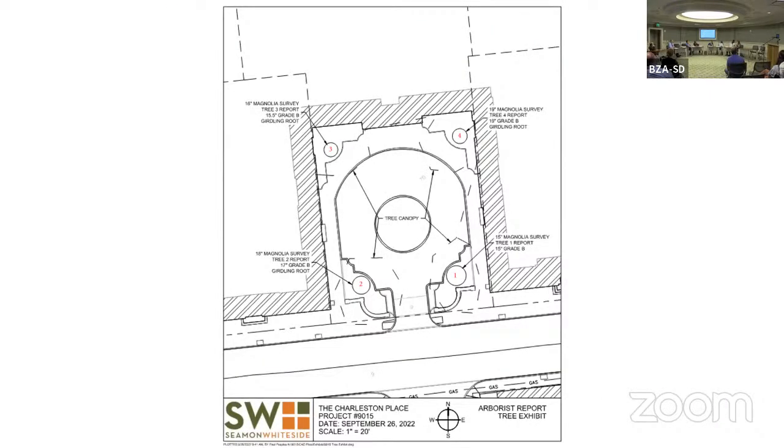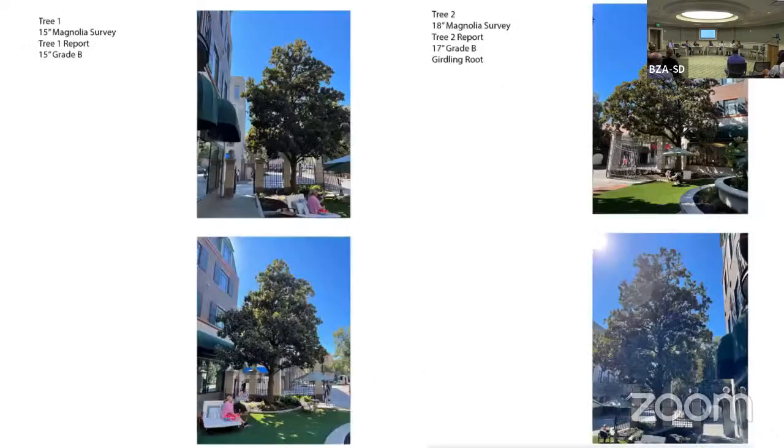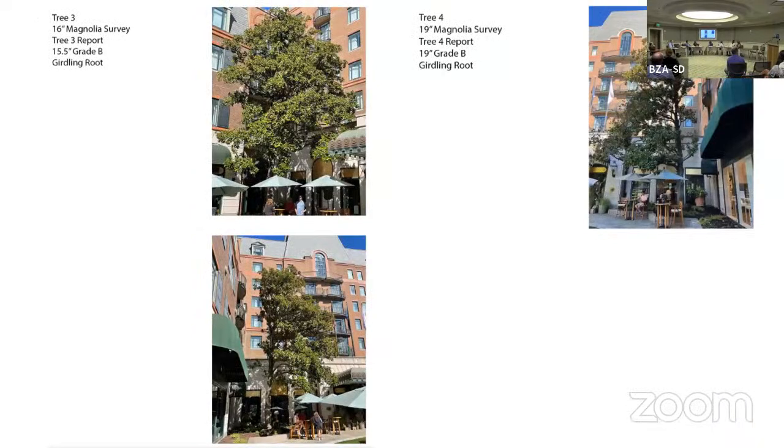That's the existing conditions, 1, 2, 3, 4. In GB zone properties, commercially zoned properties, every tree 8 inches in diameter or greater is protected. These were planted, but they have grown to a size to be protected under the ordinance. Tree 1, a 15-inch magnolia. Tree 2 on the right, an 18-inch magnolia. Tree 3 on the left, a 16-inch magnolia. And tree 4 on the right is a 19-inch magnolia.